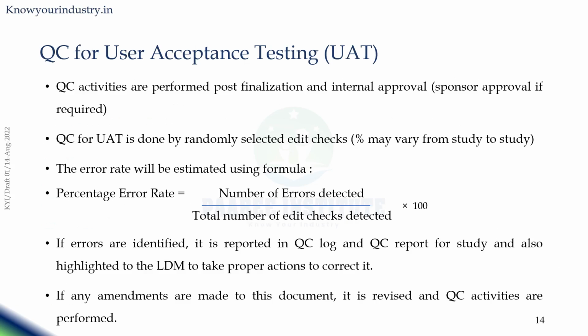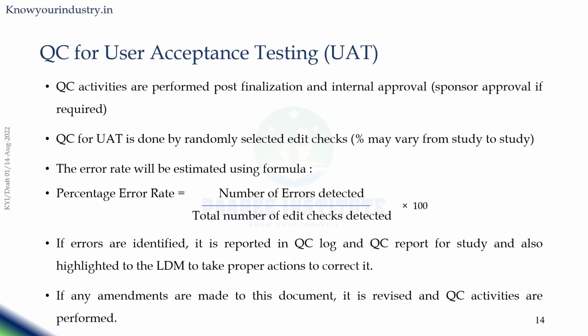QC for user acceptance testing. QC activities are performed post finalization and internal approval, and the sponsor approval if required. QC for UAT is done by randomly selected edit checks. The percentage may vary from study to study or sponsor to sponsor too.